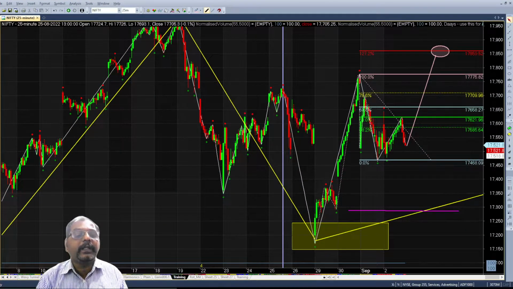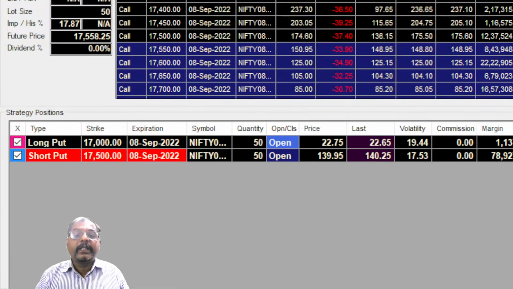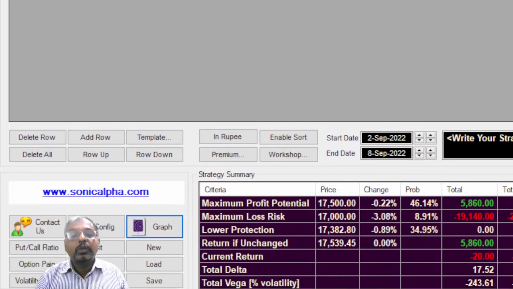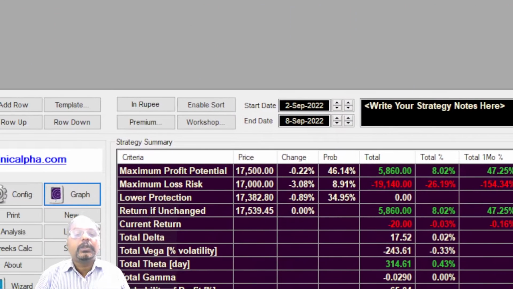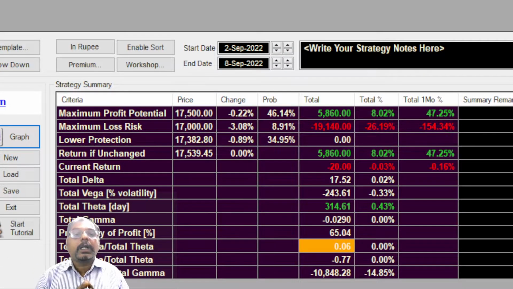And I have already talked about the stop loss on the price level. It is somewhere between 17,250 to 60. That is a stop loss that you could take, or you could also take a stop loss based on this options trade. We are going to talk about it. So if you take this trade, how much would you be able to earn? Okay, so as per the strategy chart, I am able to earn around 5,800 rupees on one single lot.